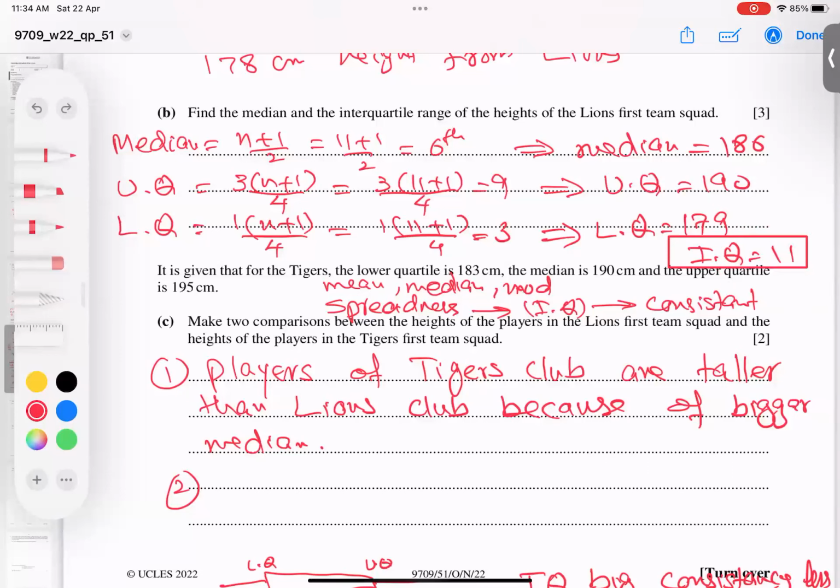And what is the IQR here? If we subtract, the upper quartile is 195, the lower is this one, so 12. The IQR for the Tigers is more. Okay, so we can say that the IQR of Tigers Club is more than Lions Club.